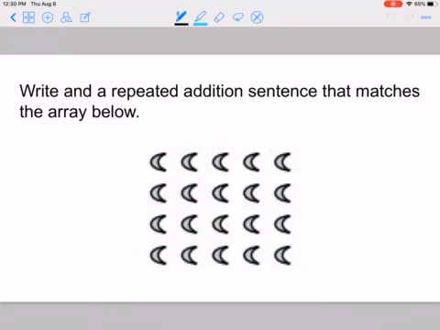Again, we're going to write a repeated addition sentence that matches the array below. Again, I'm going to do the same thing. I'm going to find my equal groups. And this time I'm going to do the columns because it can go either way.